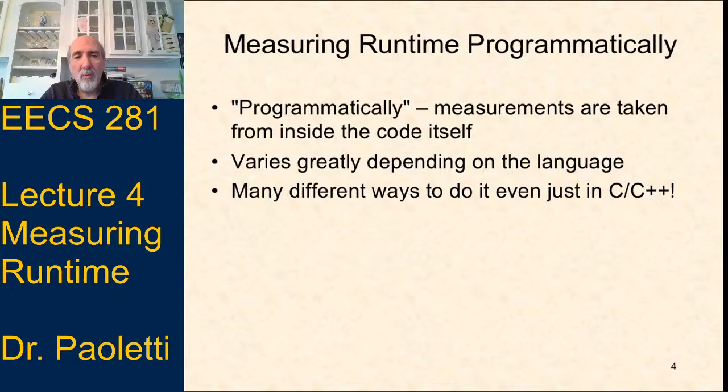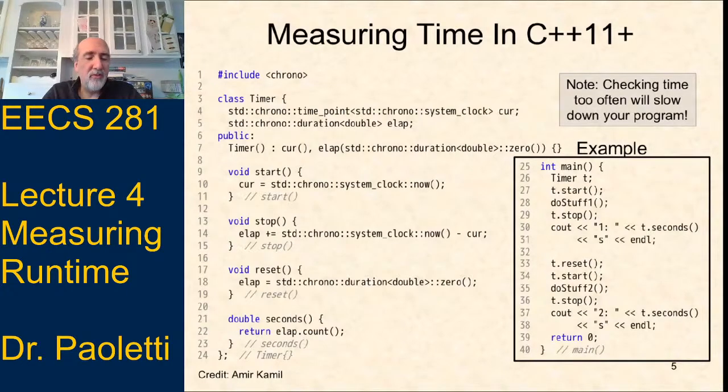Now, when we say programmatically, one thing we can do is put code into the program itself to measure how long it's taking. How we do this can vary depending on what language we're using. Even in just C and C++, there's a couple different ways to do it. So we have an example here coming up that Camille wrote in C++ using something that's already built in called chrono, standard chrono.